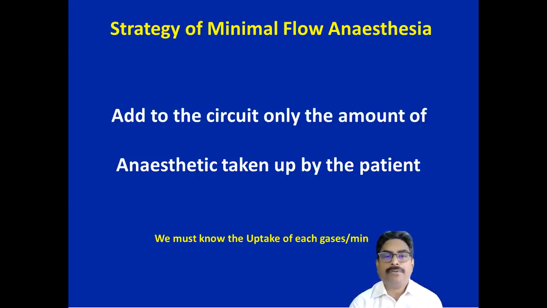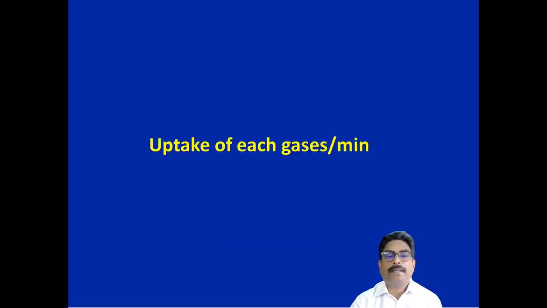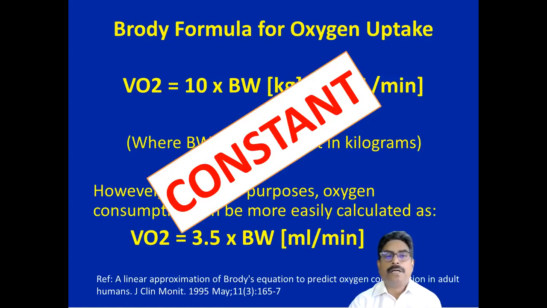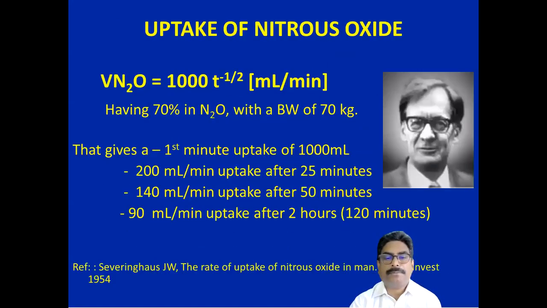So the strategy for minimal flow anesthesia is that you have to add to the circuit the amount of anesthetic taken by the patient. Suppose the patient has taken 250 ml of oxygen, you have to add 250 ml of oxygen every minute. For that, we must know the uptake of each gas per minute. According to Brody's formula, the uptake of oxygen is 3.5 times body weight. It is constant throughout the cycle.